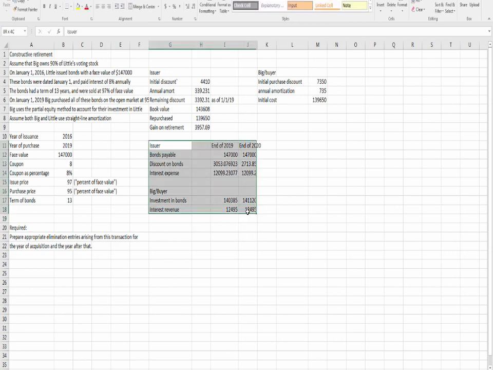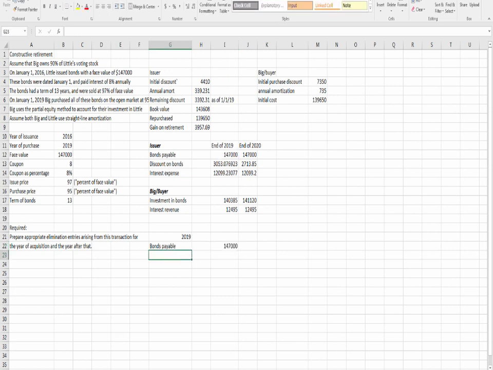Okay, so we've got all of our ducks in a row here. Now we can go ahead and do our elimination entries for 2019 and 2020. So 2019, what do we have to do? We have to eliminate the bonds payable. And again, at this point, I'm just pulling stuff right off of my little table here. Bonds payable, 147.